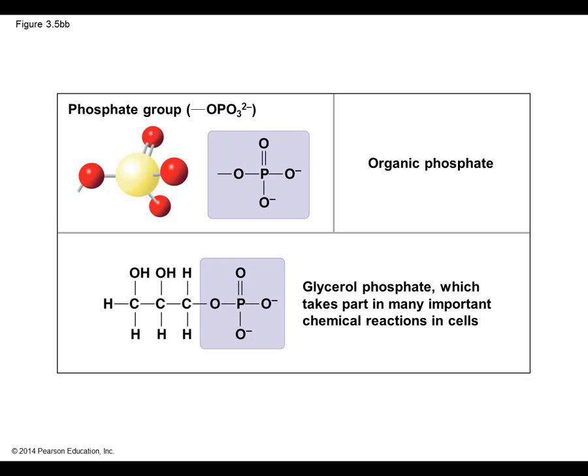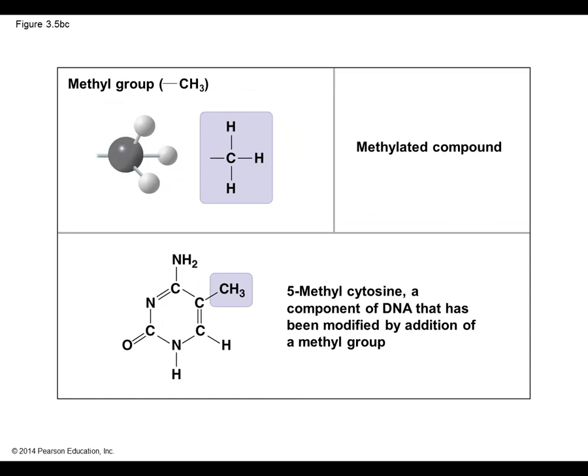Organic phosphates are negatively charged and they have high chemical potential energy, such as what we see here in glycerol phosphate. Methyl groups are nonpolar and covalent, and you see them on a lot of different compounds, such as methyl cytosine.